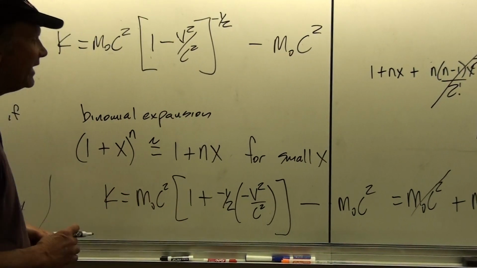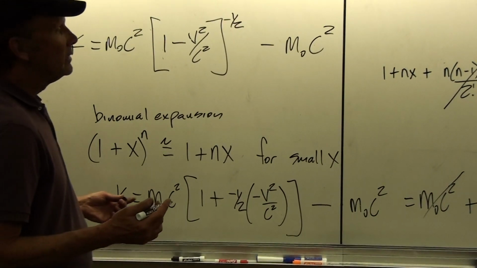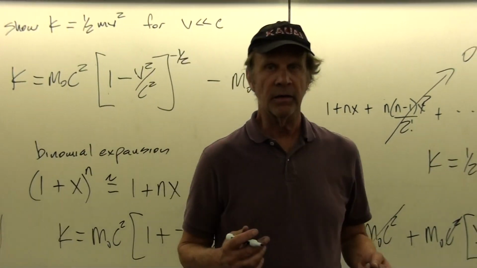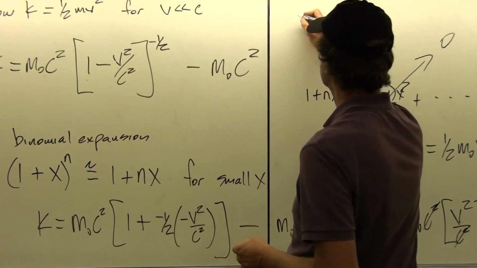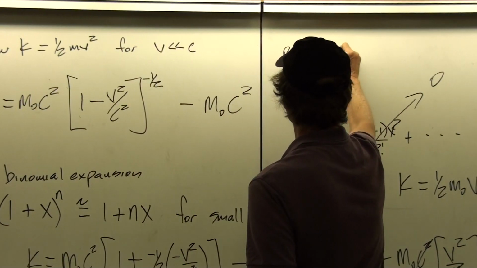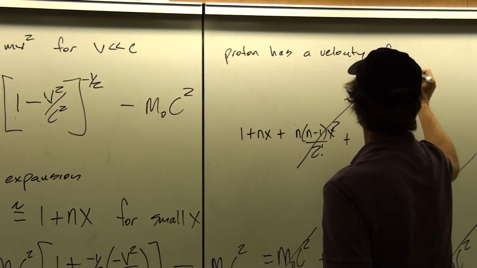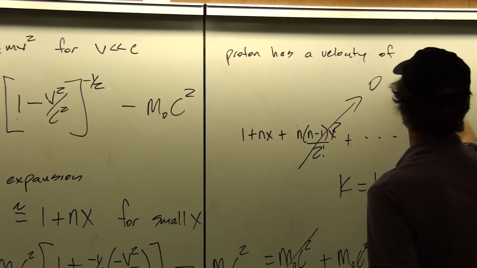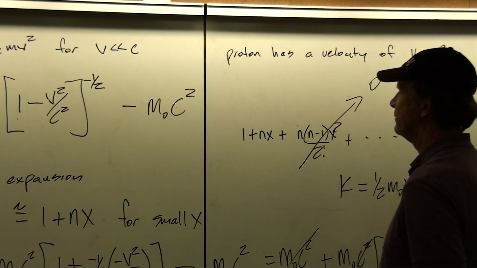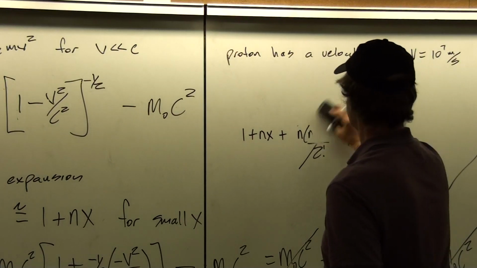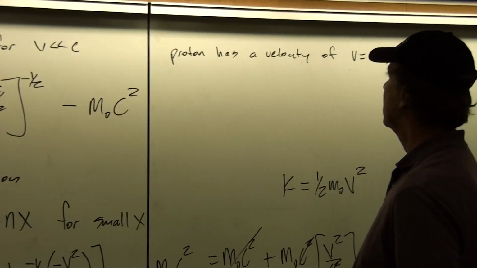And that's even at that very, very high speed. It's still 1/2 mv squared. Okay, so if you were told that a particle had a certain amount of kinetic energy, let's say you were told that a proton has a velocity of, let's say, 10 to the 7 meters per second, and you want to know whether this is a relativistic problem or not.